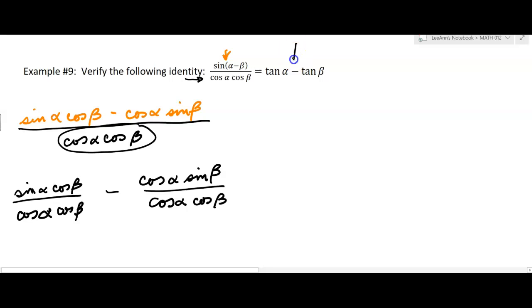Okay, now why is this a good idea? Well, notice on the right you have subtraction, right? So if I can get one piece minus one piece, and then if I can get those two pieces to be the right thing, then that'll be great. Okay, cosine betas are canceling there. Cosine alphas are canceling there.